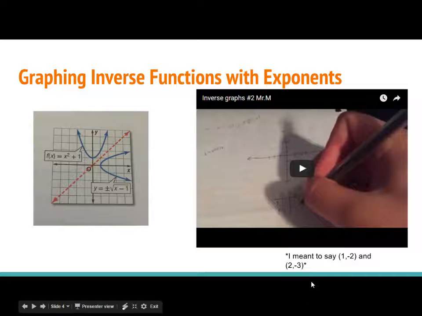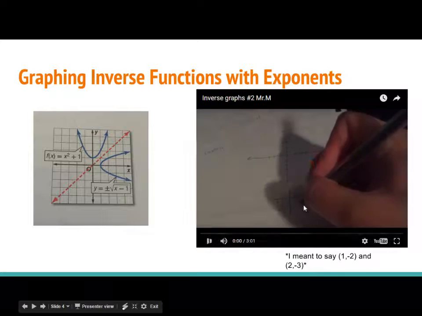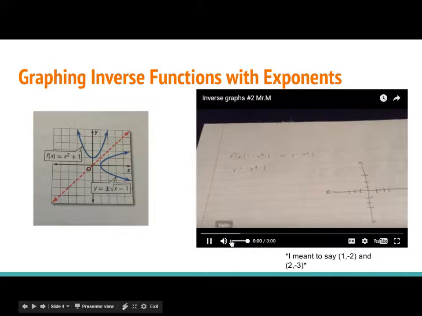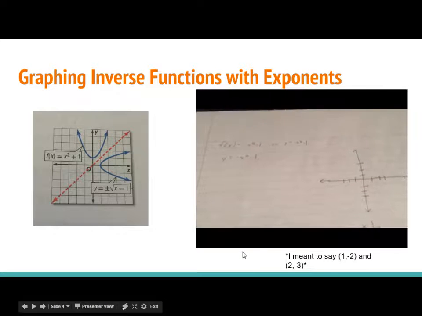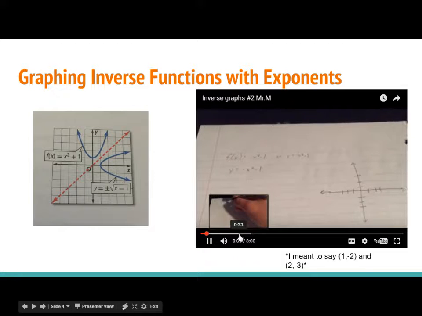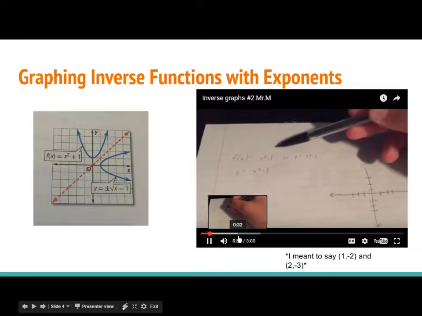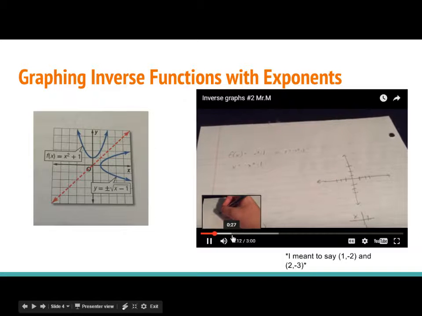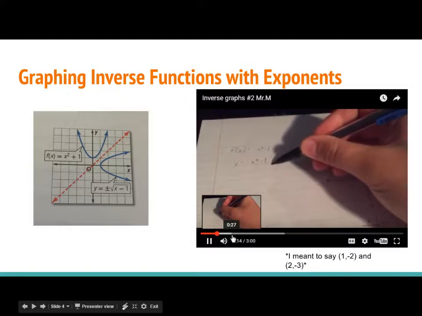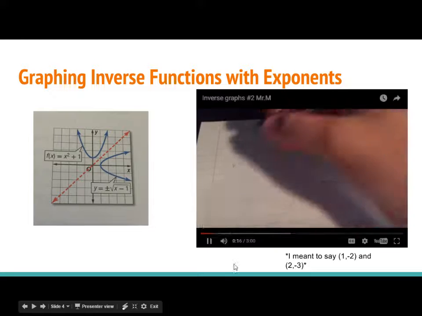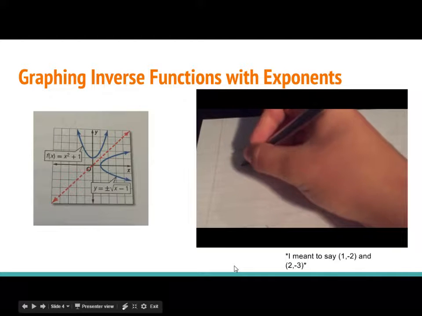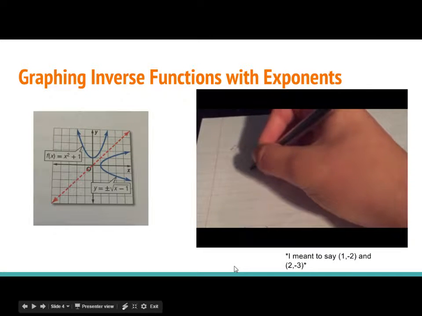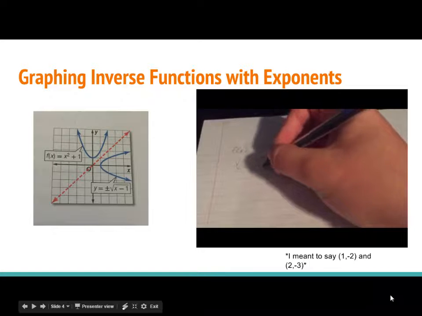This is just another example on how to graph inverse functions with an exponent in the equation. But this time we're going to graph inverse functions with an exponent in the problem. So what we want to do first is find the inverse function. We'd start out with the original problem, and then we'd switch x and y. So it'd be x equals negative y squared minus 1.